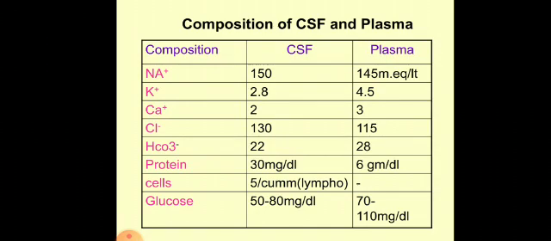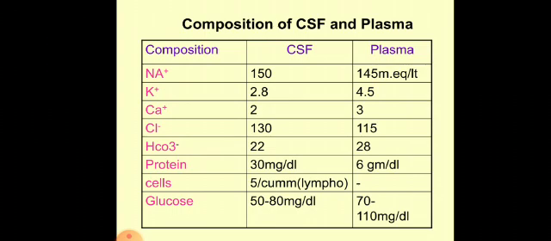Now let's see the comparison and composition of the CSF and the plasma. The different ions are mentioned here. If you look at sodium, Na+, CSF has around 150 milliequivalents per liter. Plasma is also very close to it. The potassium concentration is higher in plasma; in the CSF it is almost half of what is there in plasma. Calcium concentration is 2 in CSF and 3 in plasma. The chloride ion concentration is much more in CSF compared to the 115 in the plasma. The bicarbonate ion concentration is 22 in CSF and a little more, 28, in plasma.